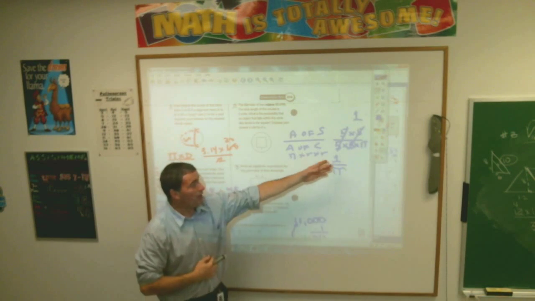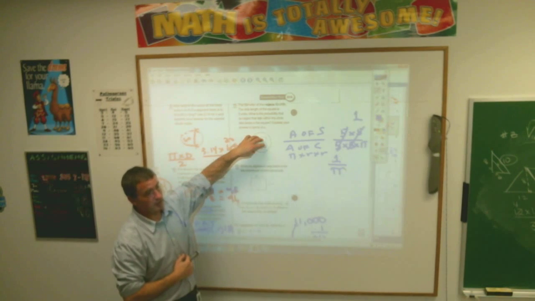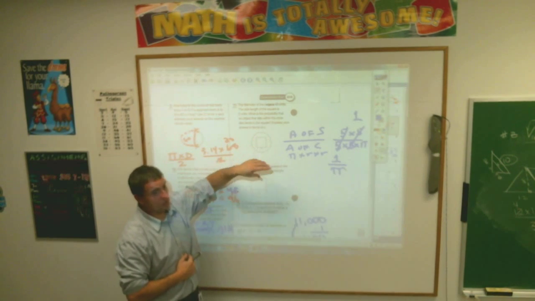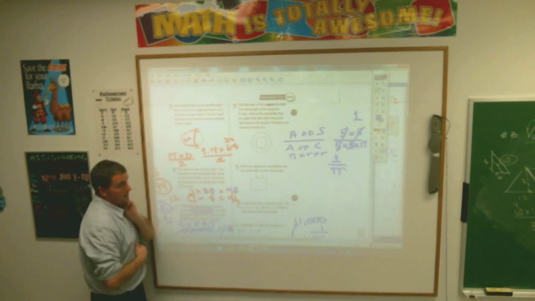Which means you have about a 1/3 chance when you throw that in there of that thing landing in the square. You've got a 2/3 chance of it landing not in the square if you throw something in there.